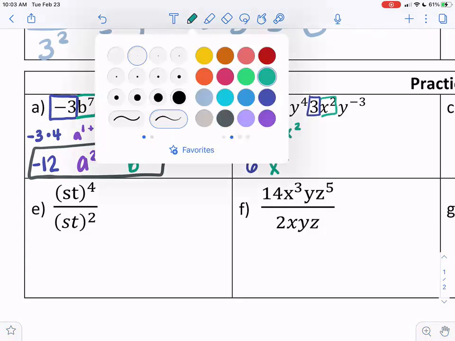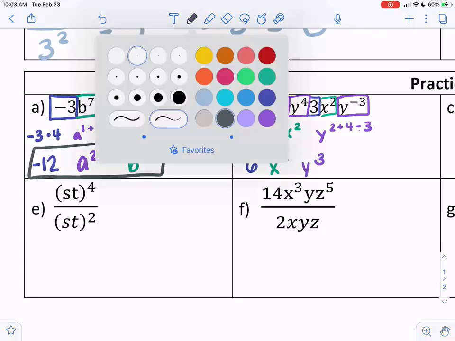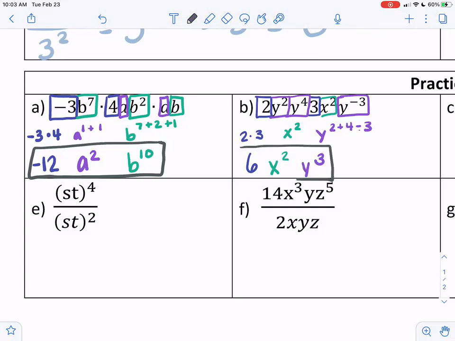Now we can talk about our y's, got quite a few of them. y squared, y to the 4th, y to the -3rd. So we're going to write y to the 2nd plus 4 minus 3, because that's a -3. So 2 plus 4 is 6, minus 3 would give me y to the 3rd. And again, we'll come in with our darker pen and box our solution.